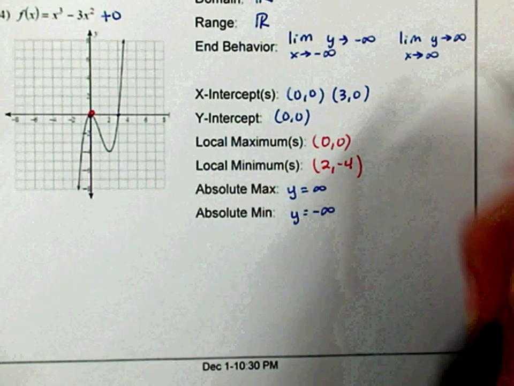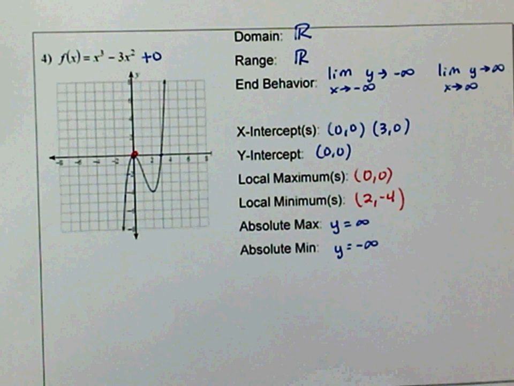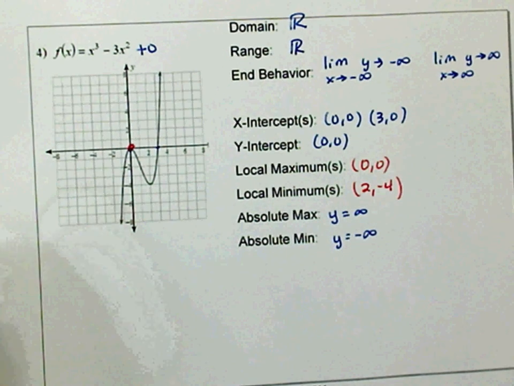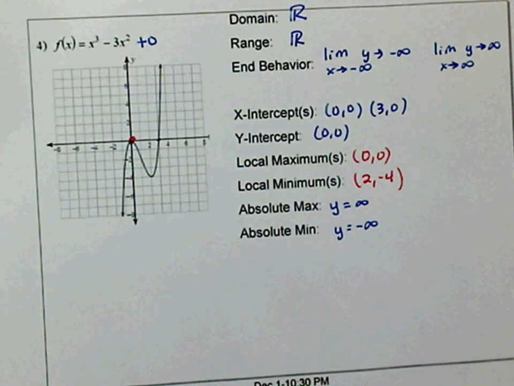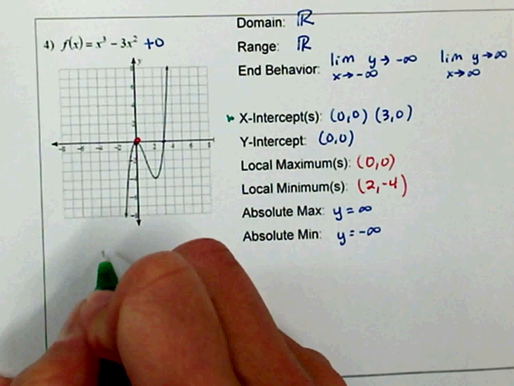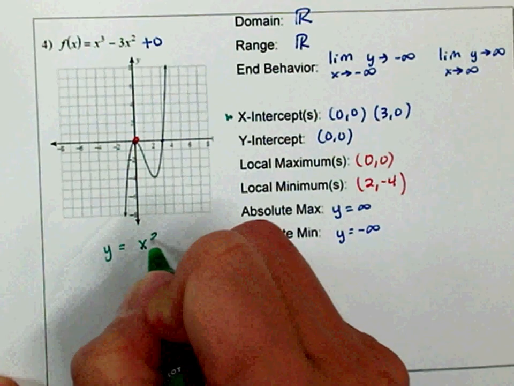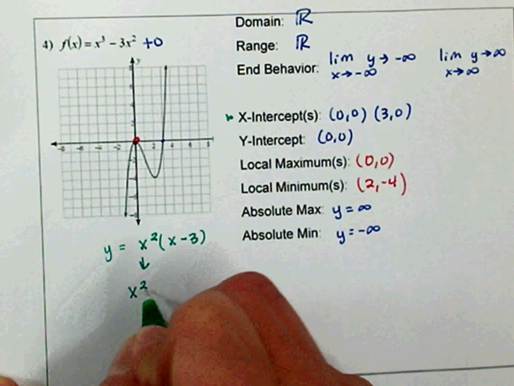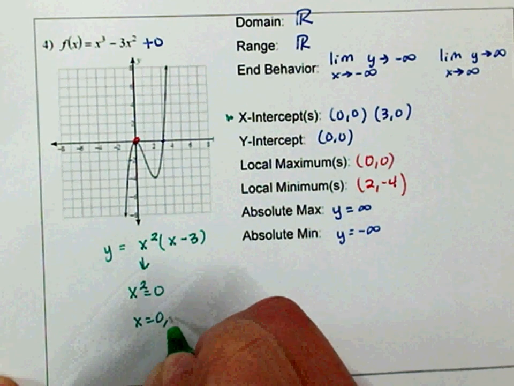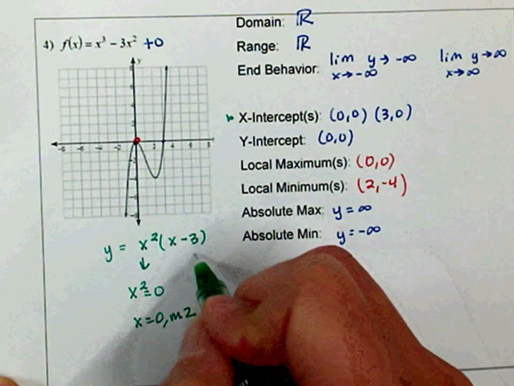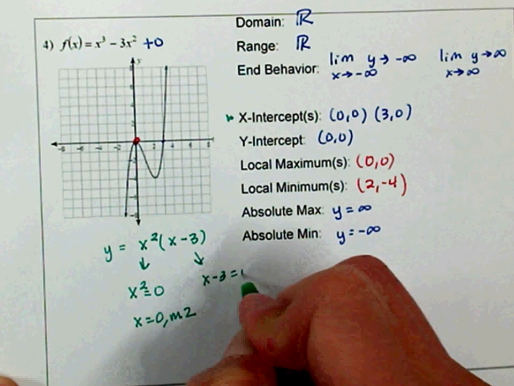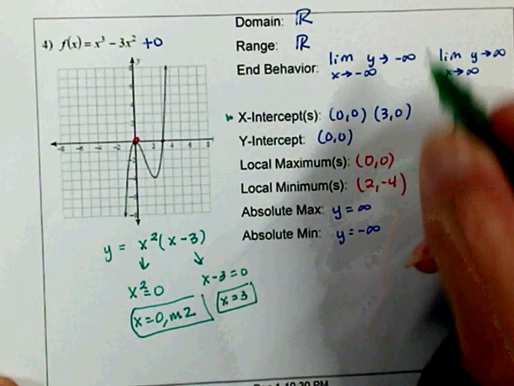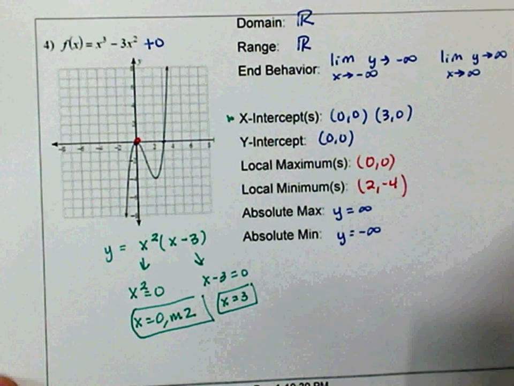Okay? So use your calculator. And if you wanted to check the x-intercept right here, this is how you can also check. Y equals x squared, x minus 3, I'll factor out x squared. Set this one equal to 0. So x is equal to 0 with a multiplicity of 2, because that's a square. X minus 3 equals 0, so x is equal to 3. So 0, 0 happens twice. But just based on that, you can have two answers.